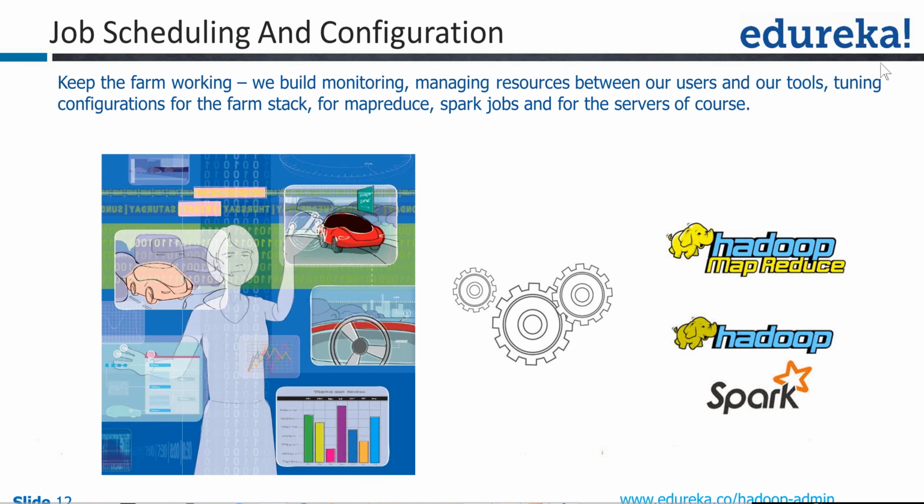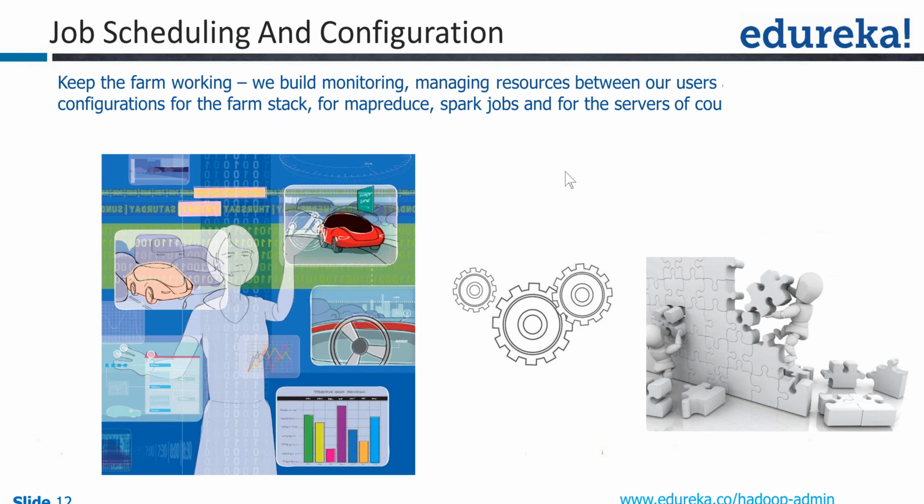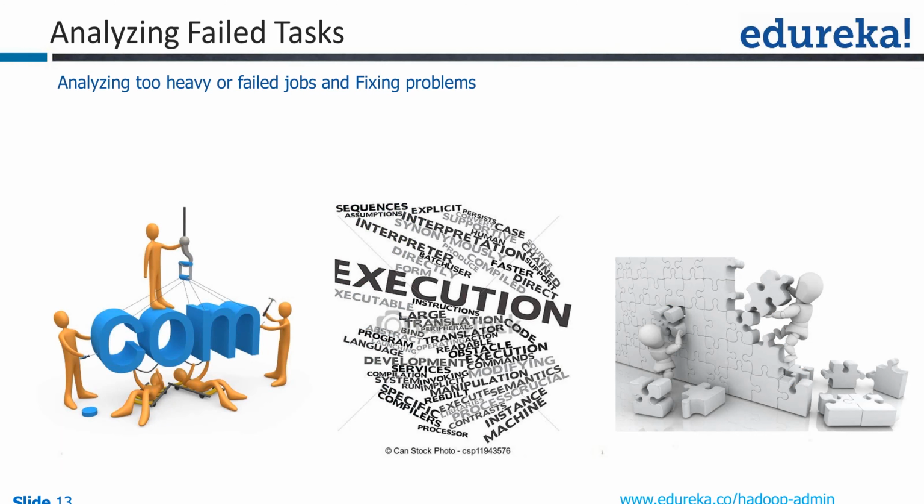So how will you distribute the resources? How will you schedule those resources within the cluster, which we always talk about in job scheduling and configuration? Basically, Hadoop has multiple schedulers for that. Thankfully, we have the capacity scheduler, the fair scheduler, and the FIFO scheduler. The schedulers we use in our scenarios are the fair scheduler as well as the capacity scheduler, according to the requirements of the users. Then, analyzing the failed tasks.